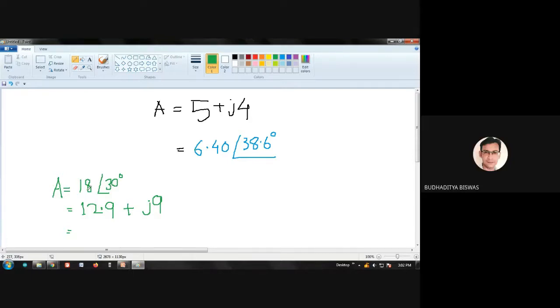And we know A equal to R cos theta, B equal to R sin theta. Just simple. Actually, I made a mistake. So this A is equal to 12.9, is it correct or not? No, sir, 15.58. A is equal to 15.58. Okay, so please give me 10 seconds. B is j9.